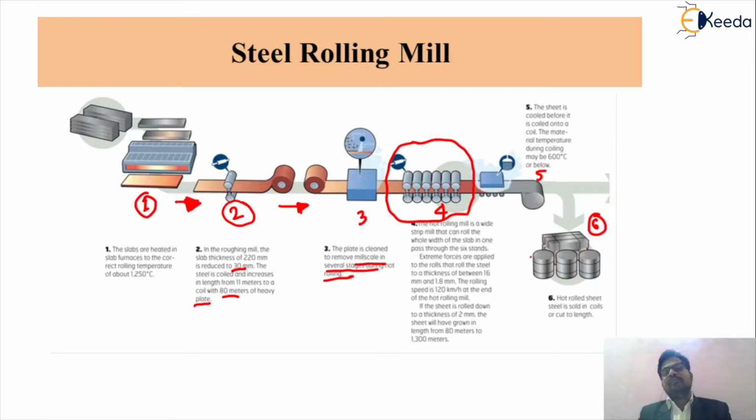We are converting it into different types of steel sheets according to our requirement. So this is a circular type of steel sheet, this is a rectangular type of steel sheet. So this is the hot rolled sheet.